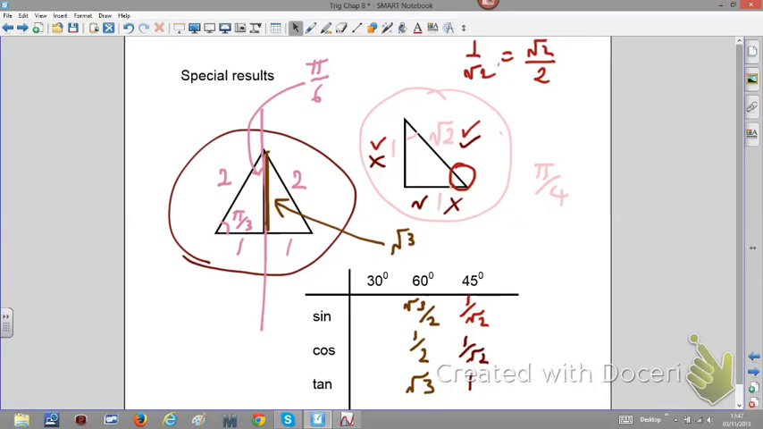Now looking at the opposite angle, which is the angle pi over 6 or 30, and it's going to be the other way round. So sine 30 is the opposite over the hypotenuse, which is 1 over 2. Cos is the adjacent divided by the hypotenuse, which is root 3 over 2. And tan is the opposite over the adjacent, which is 1 over root 3. And 1 over root 3 can also be written as root 3 over 3. But again, it depends on what we want to do with it.